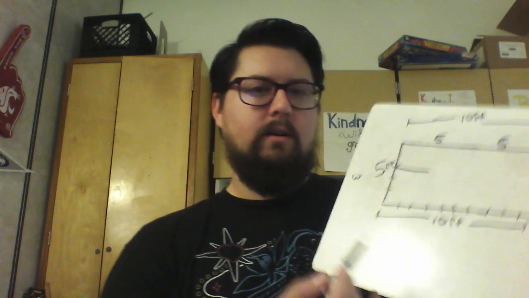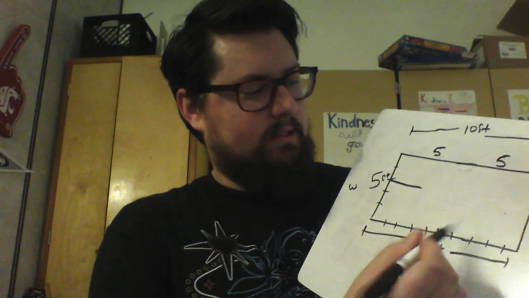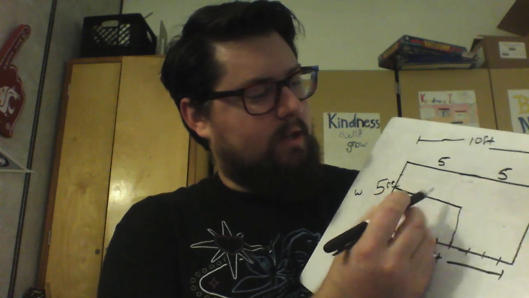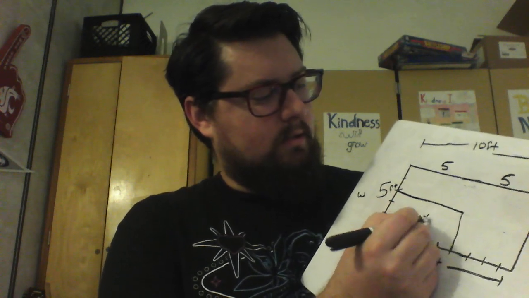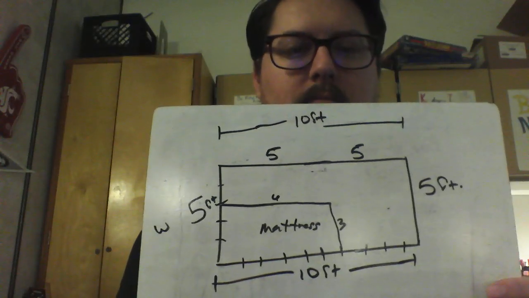1, 2, 3, 4, 5, 6, 7, 8, 9, 10. And then we'll count over 1, 2, 3, 4, 5, 6. We'll count over 6 feet and we'll kind of draw that mattress. There's his mattress. It takes up this much space. Okay. And this is 3 feet by 6 feet.